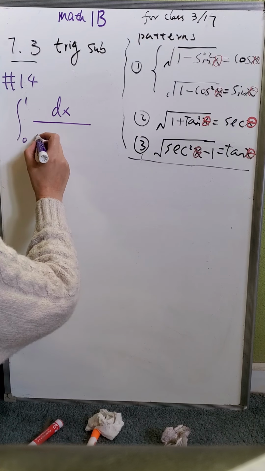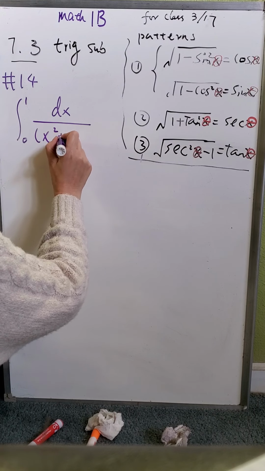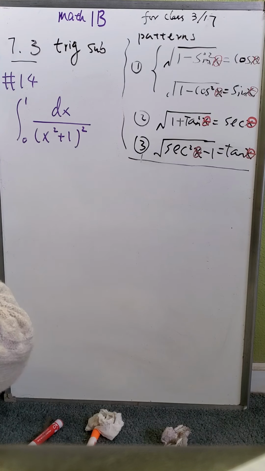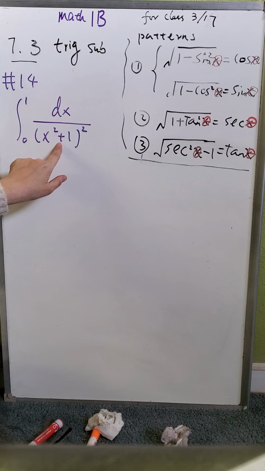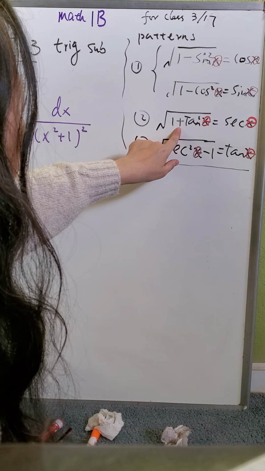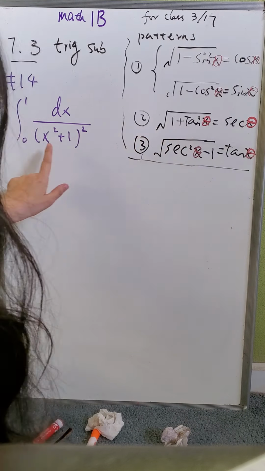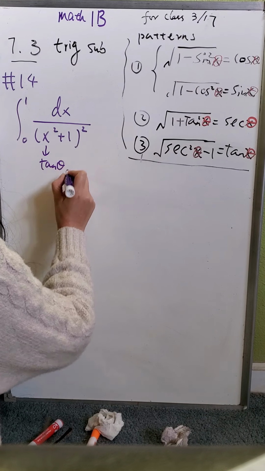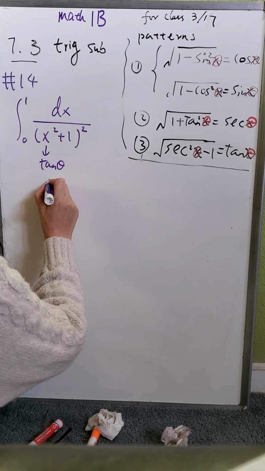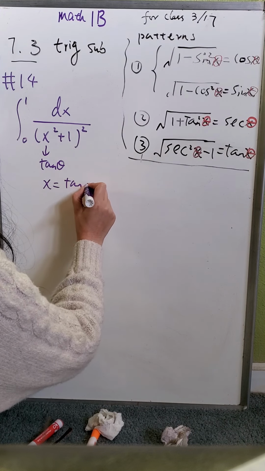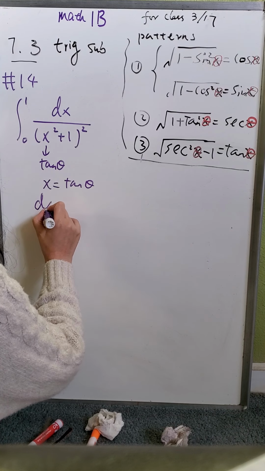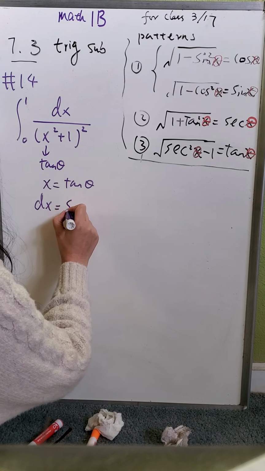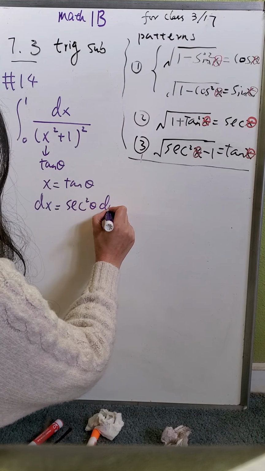dx over x squared plus 1 squared. So you look at this one, and then you look at the pattern first. You look at it, which one is a plus? Plus is only one, which is the pattern number 2. This only one is a plus. So this will be my tangent now. Okay? My tangent theta. So x equal to tangent theta. And dx equal to tangent is secant square theta d theta.